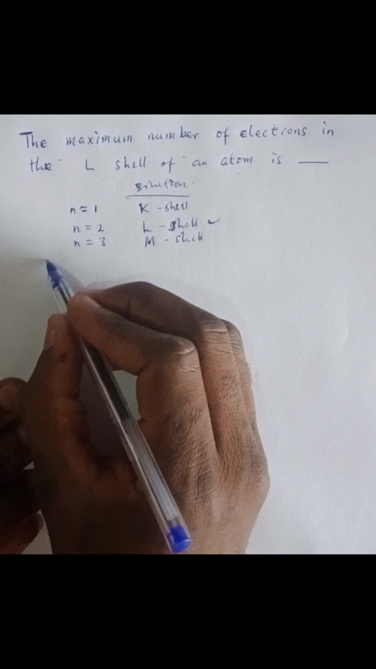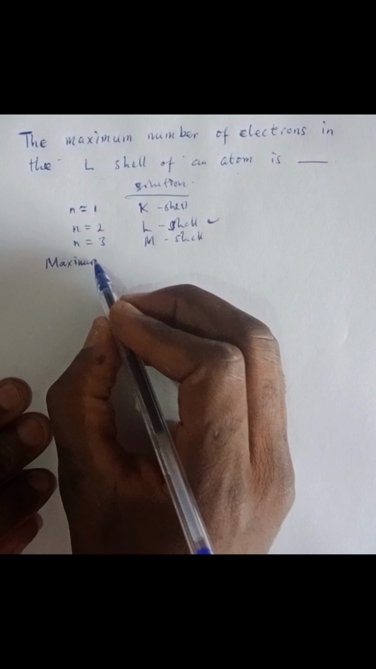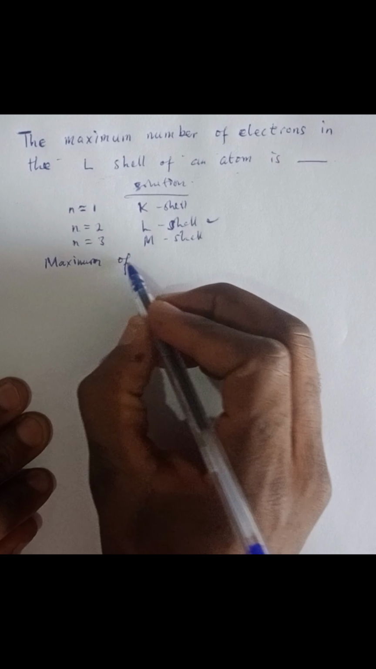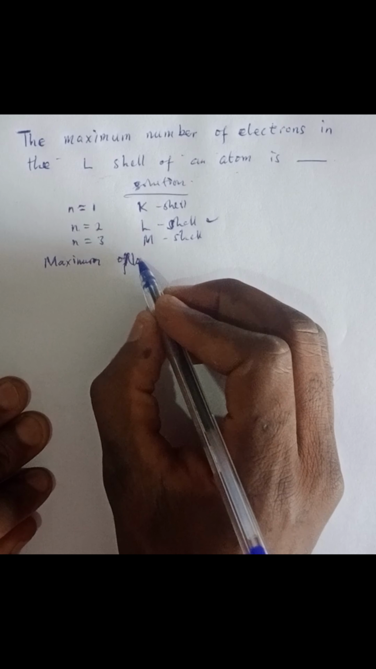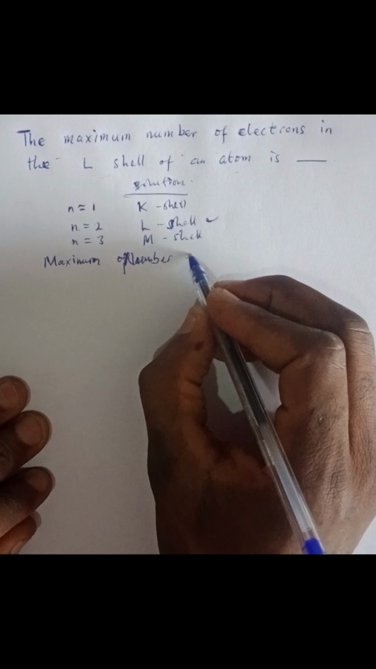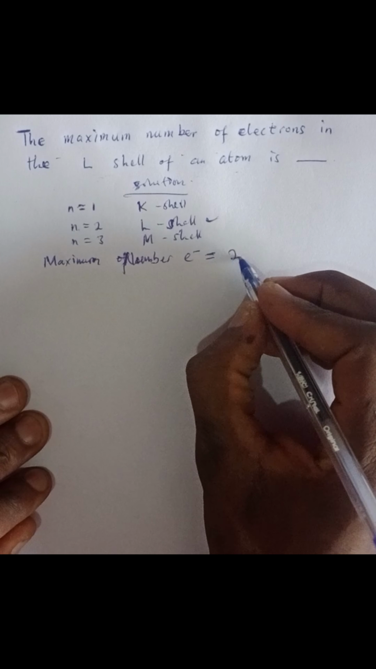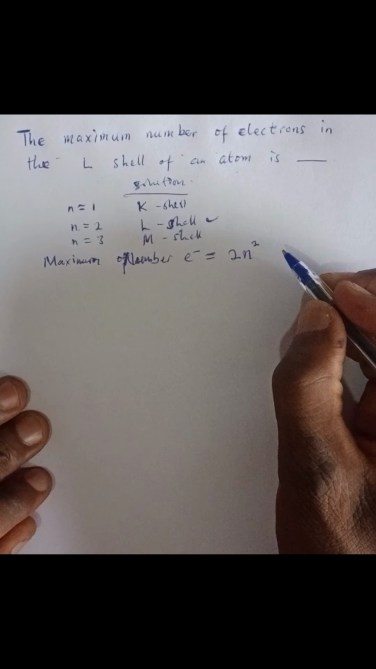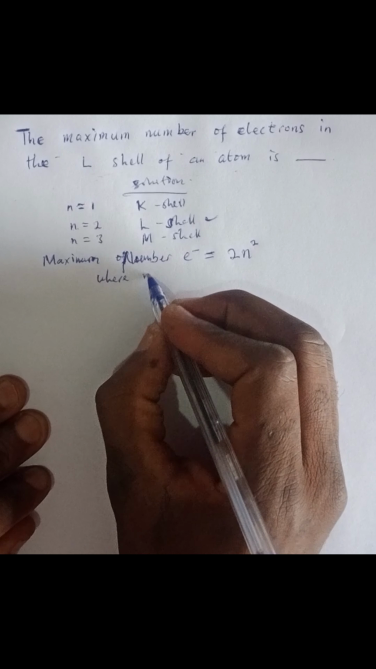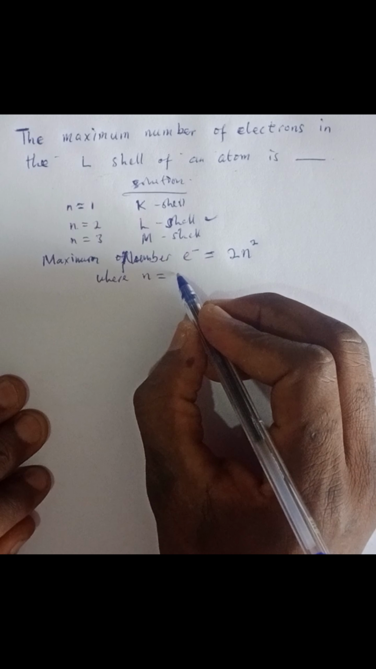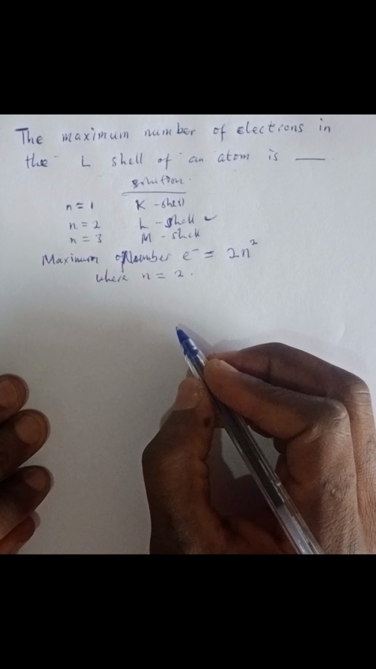Now, there is a formula that says the maximum number of electrons will be equal to 2n raised to the power of 2, where n equals your energy level. With this particular shell, our n is equal to 2.